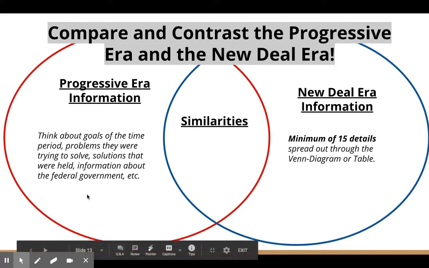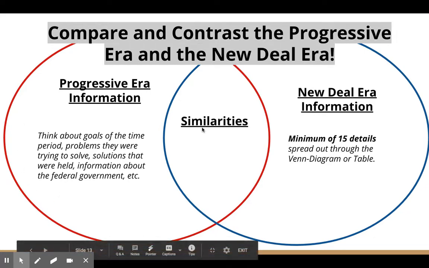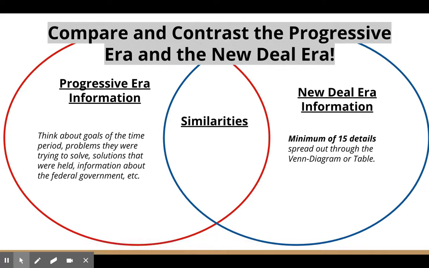You, of course, put the progressive information on the left, the New Deal information on the right, and any similarities in the middle. I want a minimum of 15 details spread out through the Venn diagram. You can also do this in a table if you don't want to do the circles. You can just do a little table with 3 different things. Progressive on the left, similarities in the middle, and New Deal on the right. Make sure there's at least 15. If you want to go above and beyond for extra credit, you definitely can. Make sure you're doing this.